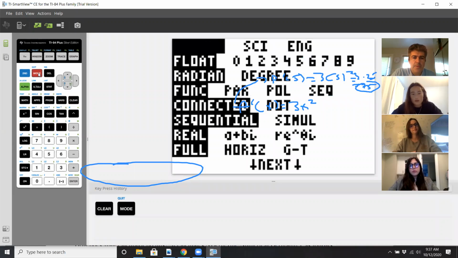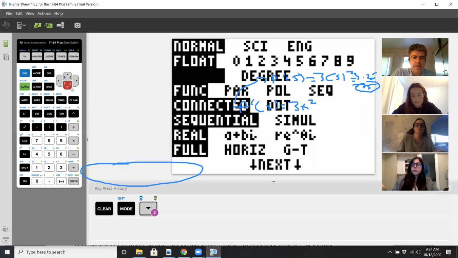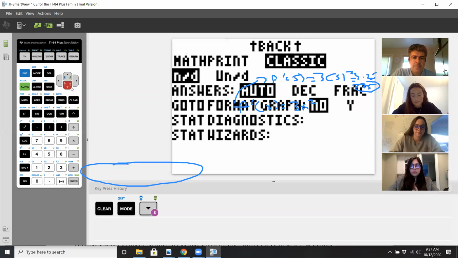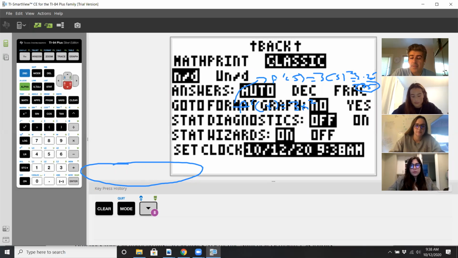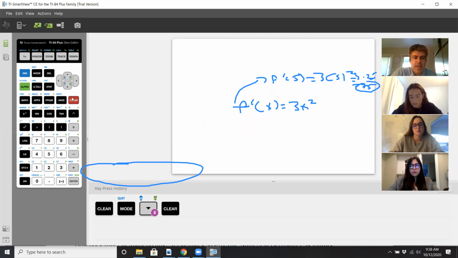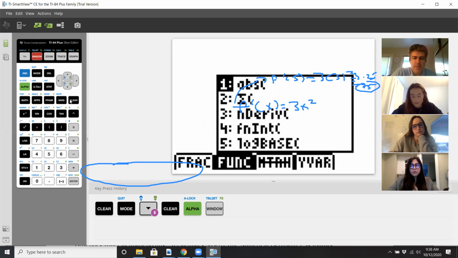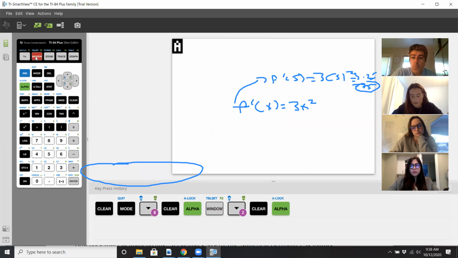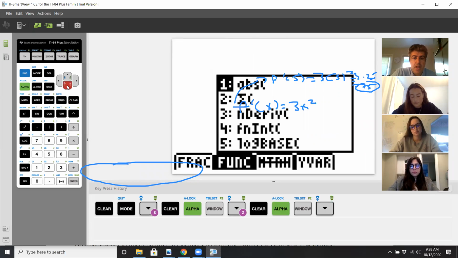So if you go to mode, and I have classic highlighted. Classic is the old operating system. So if I just kept it on classic, and if I hit alpha window, well, actually nothing's going to happen. Well, something does happen. And select option 3. So again, alpha window, option 3.